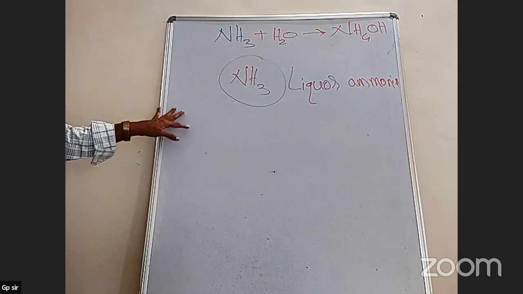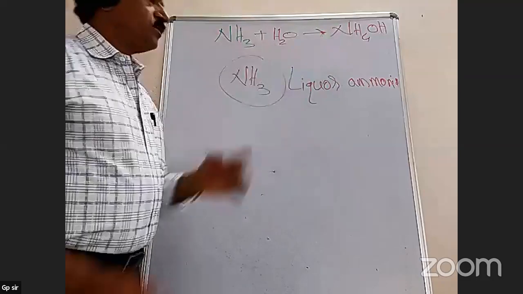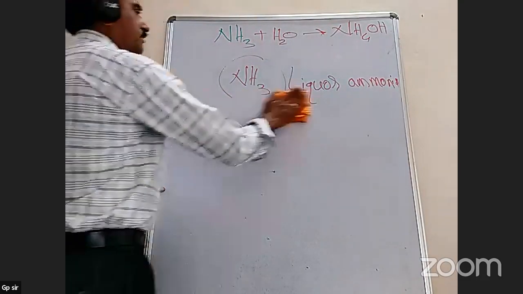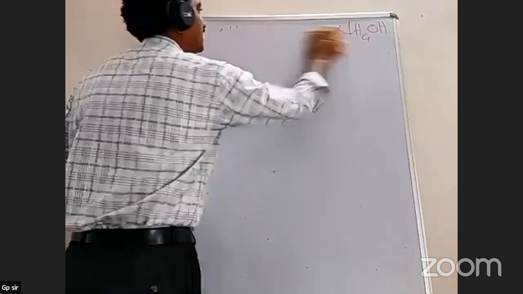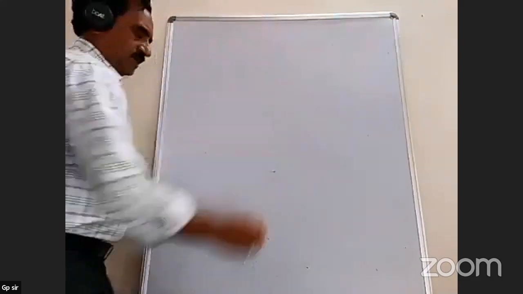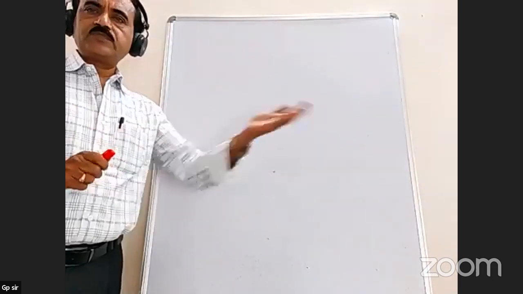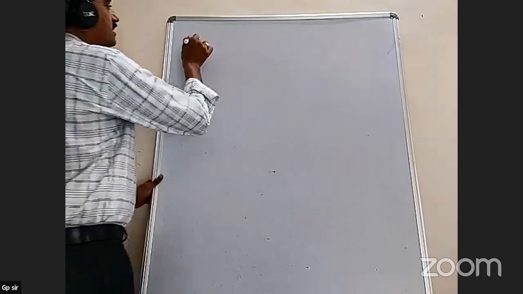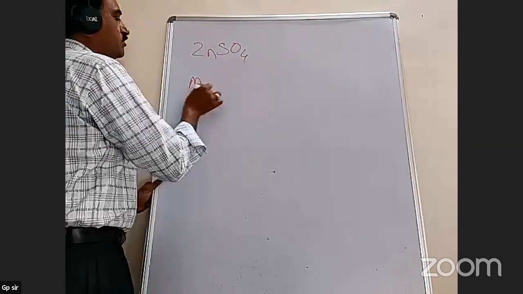Then we said what it is used for: as a laboratory reagent in qualitative analysis. Now, in the detection of basic radicals, how it is used as a reagent. Let us see some of them now. Some metal salts react with NH4OH to form the respective hydroxides. They get precipitated as the respective hydroxides. For example, ZnSO4, MgSO4.